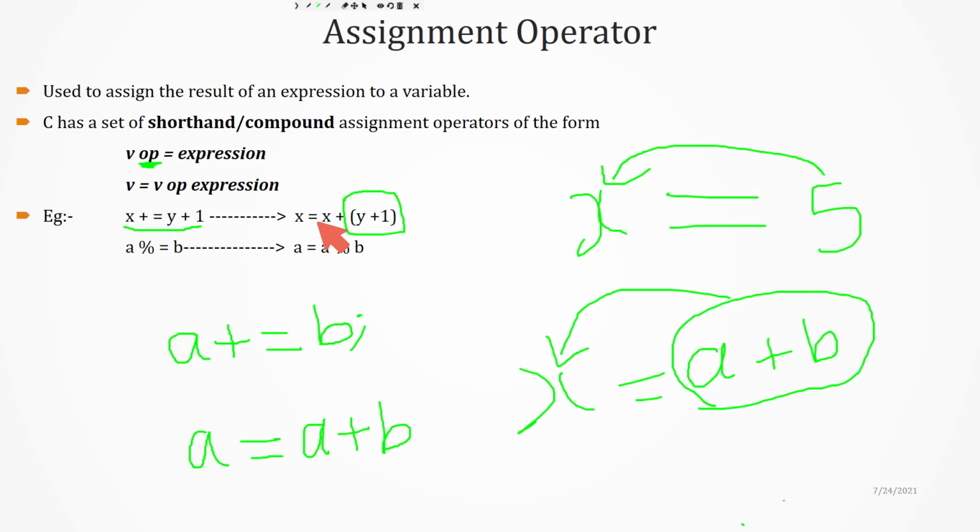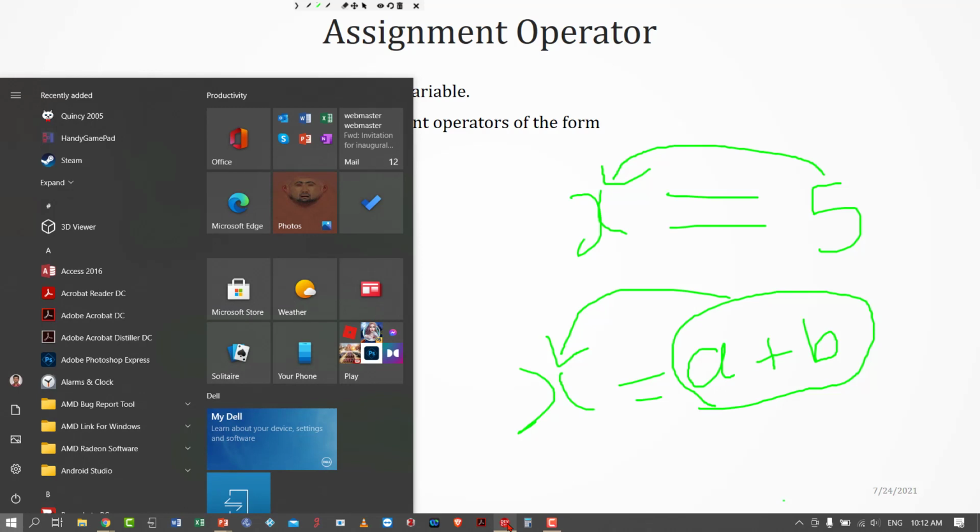So here the result will be same, but if it is some multiplication or division, it is very important that it has to be performed first. Here a mod equal to b. The result is a equal to a mod b. So let me discuss some examples.